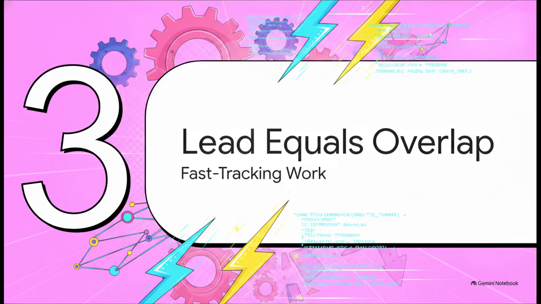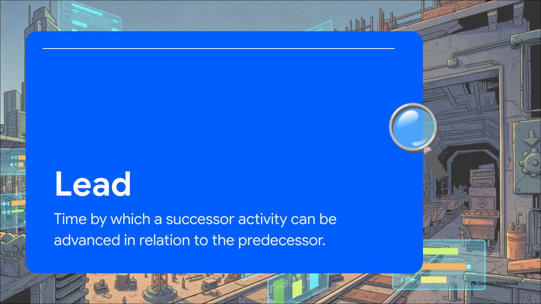Which brings us to part three, lead equals overlap. Now, this is the exact opposite concept, and it's heavily used to compress schedules. A lead is formally defined as the amount of time by which a successor activity can be advanced in relation to the predecessor activity. Instead of pushing the next task away, a lead pulls the activities together, allowing the successor to start before the predecessor is fully complete.